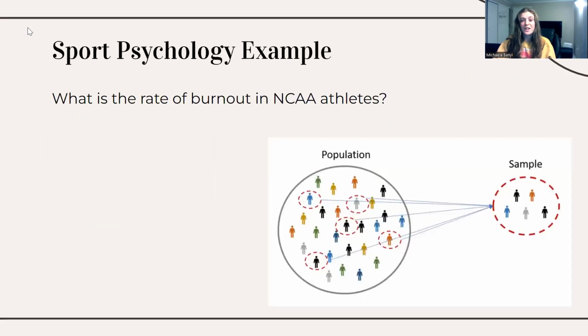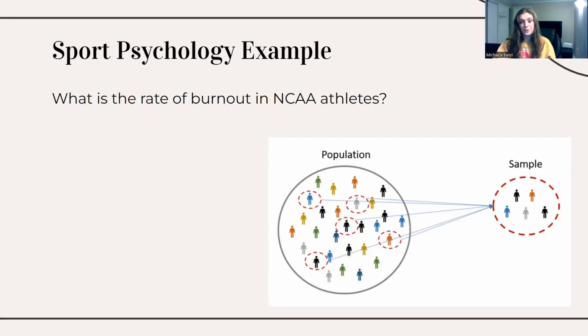Moving on to our sports psychology example, say for your research question, you are looking to see what is the rate of burnout in NCAA athletes. Well, the NCAA has about 500,000 athletes, so it would be pretty difficult to get every single athlete to take your survey. But say that you're able to go out there and get 250 athletes to take your survey, and out of your sample, you find that 20% of athletes experience burnout.